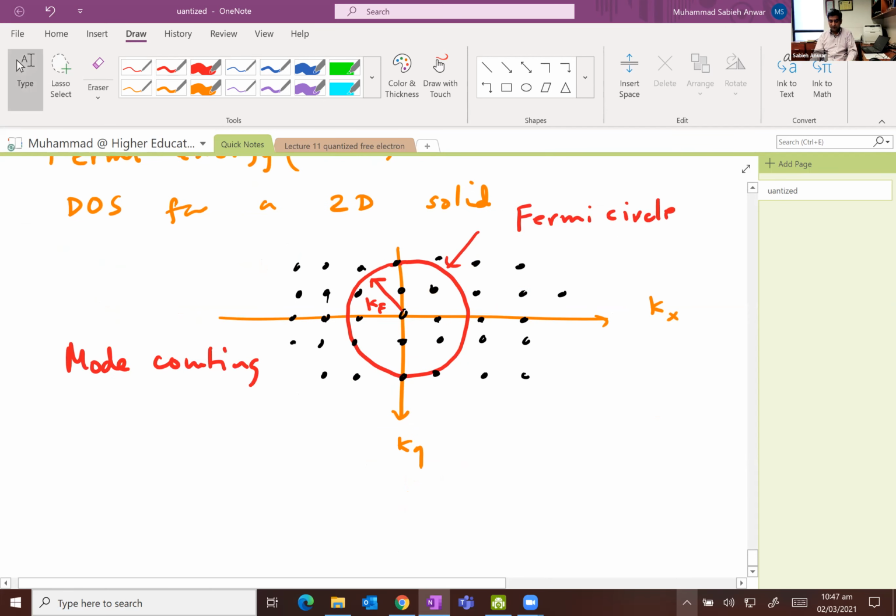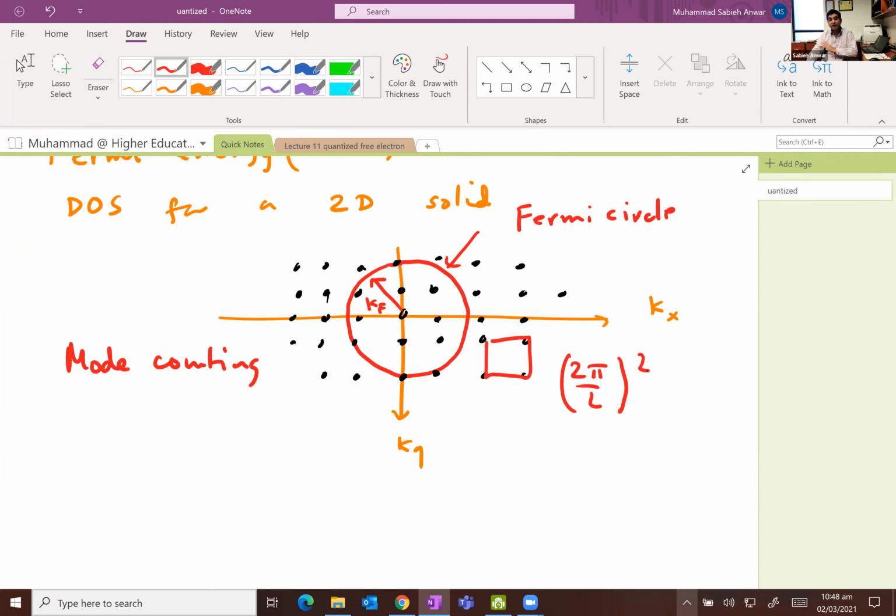You find out the area of each mode, which is going to be (2 pi over L) squared. Count the number of modes, take into account the spin degeneracy, find out the Fermi wave vector, and from that find out the Fermi energy, and from that find out the density of states. Okay, and you can prove that this is going to be constant.